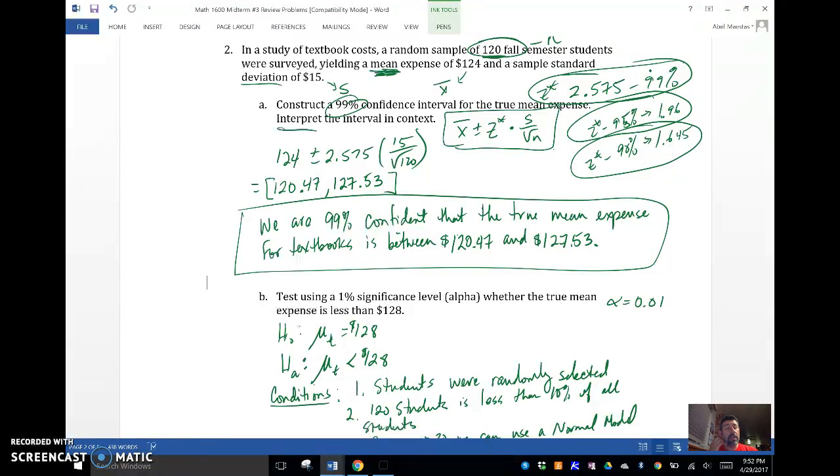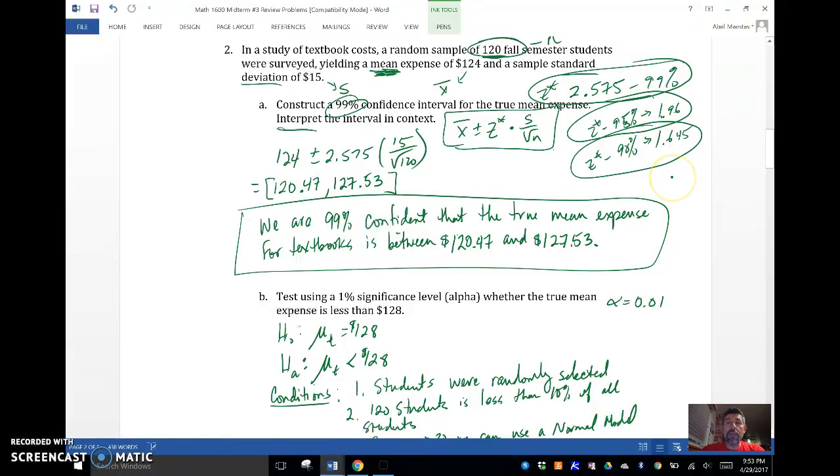So what does that mean in context? Interpret the confidence interval. That means we are 99% confident that the true mean expense of textbooks, the cost of textbooks, is somewhere between $120.47 and $127.53. So that's our confidence interval.